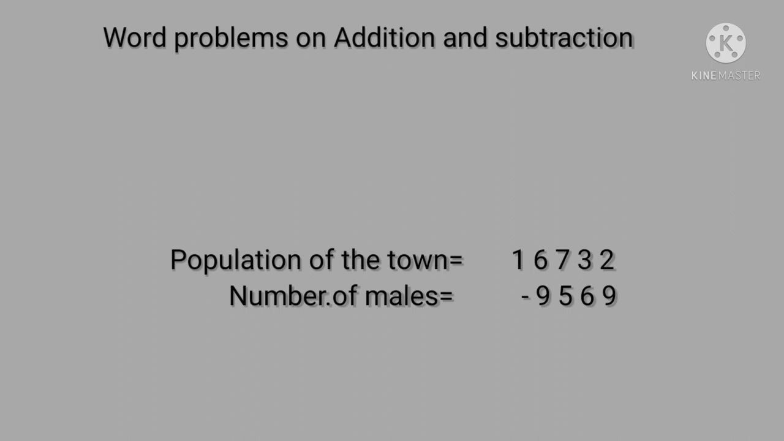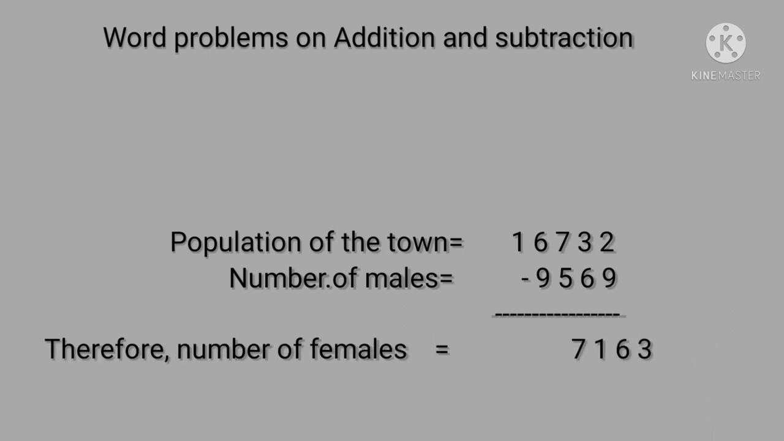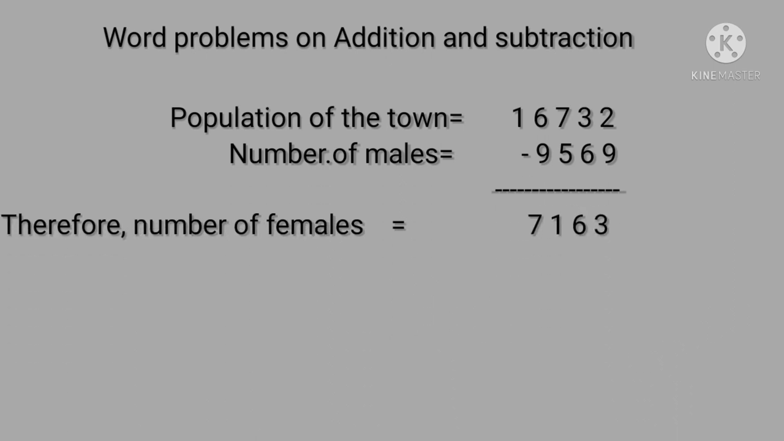So 16,732 minus 9,569 gives us 7,163. So this is the population of the females in that town.